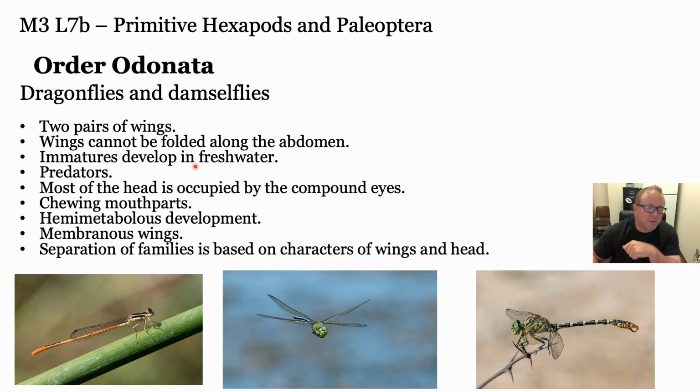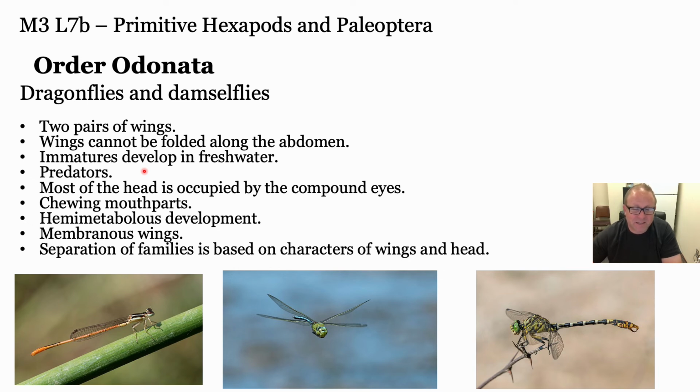These also have immatures that develop in water. They're also hemimetabolous insects, so we have lots of nymphs in the water, and then they emerge to be adults. They live a lot longer than a mayfly. Dragonflies will live for a while. They're voracious predators as nymphs and as adults.